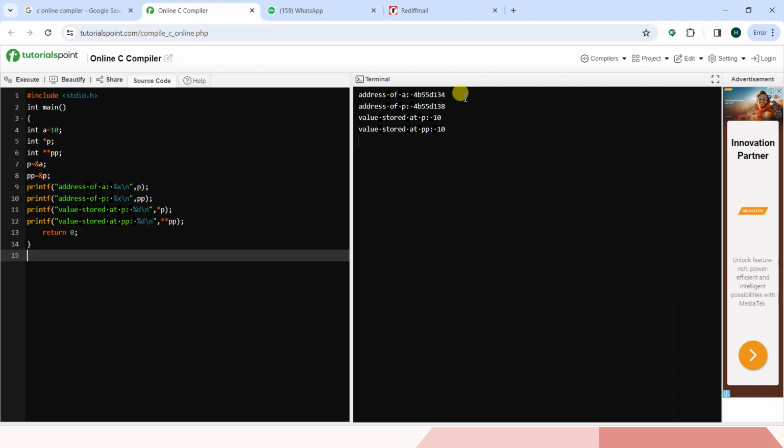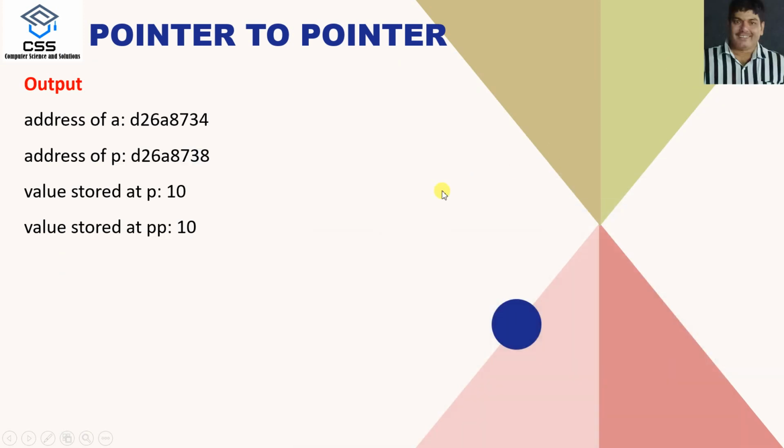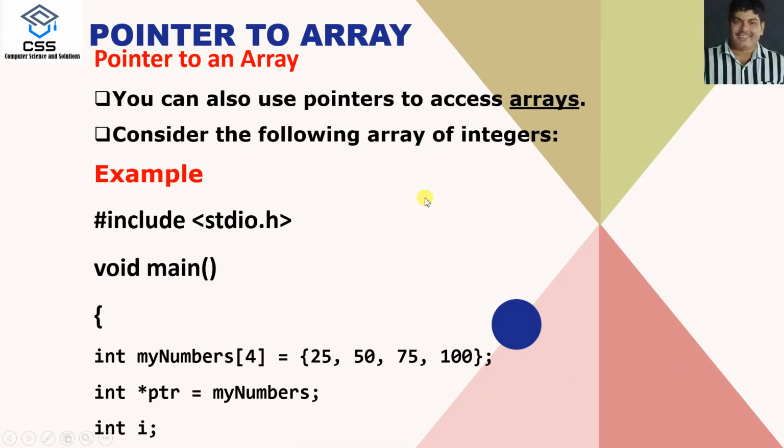The first is the address, the second is the page address, then the indirect access of *p and **pp, that will in all cases be 10 and 10. In this way we access indirectly with the help of pointer to pointer. Next comes pointer to array, meaning the array can be accessed indirectly with the help of a pointer.